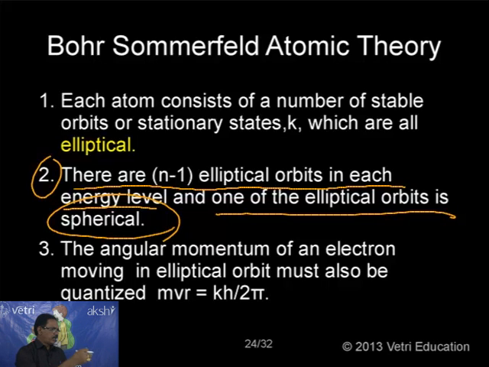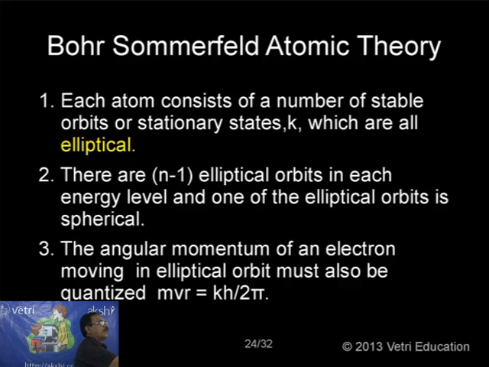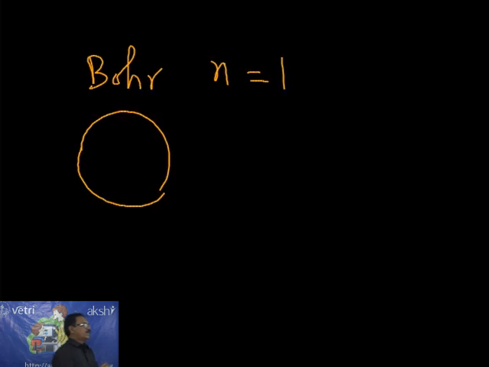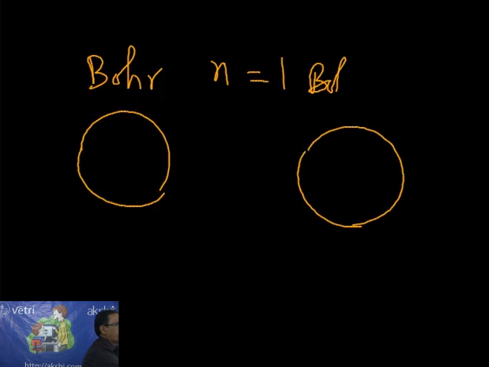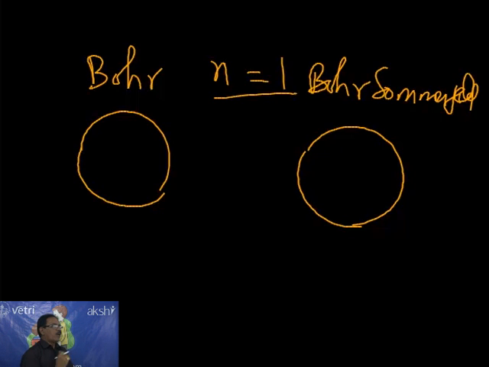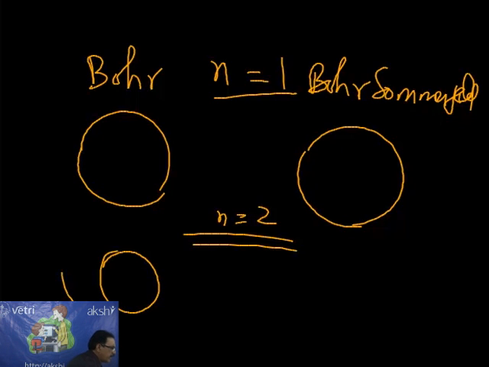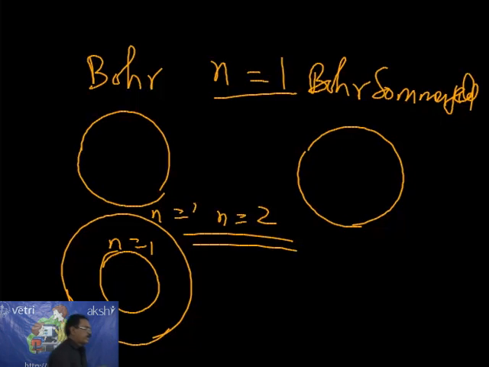Now let me give an example so you have a clear idea. Suppose this is n equal to 1. This is Bohr, and this is Bohr-Sommerfeld. Both are the same for n equal to 1, identical. Now what about n equal to 2? What will be the Bohr idea, and what will be the Bohr-Sommerfeld idea? When n equal to 2, the left side is Bohr, with n equal to 1 and n equal to 2. This is according to Bohr.